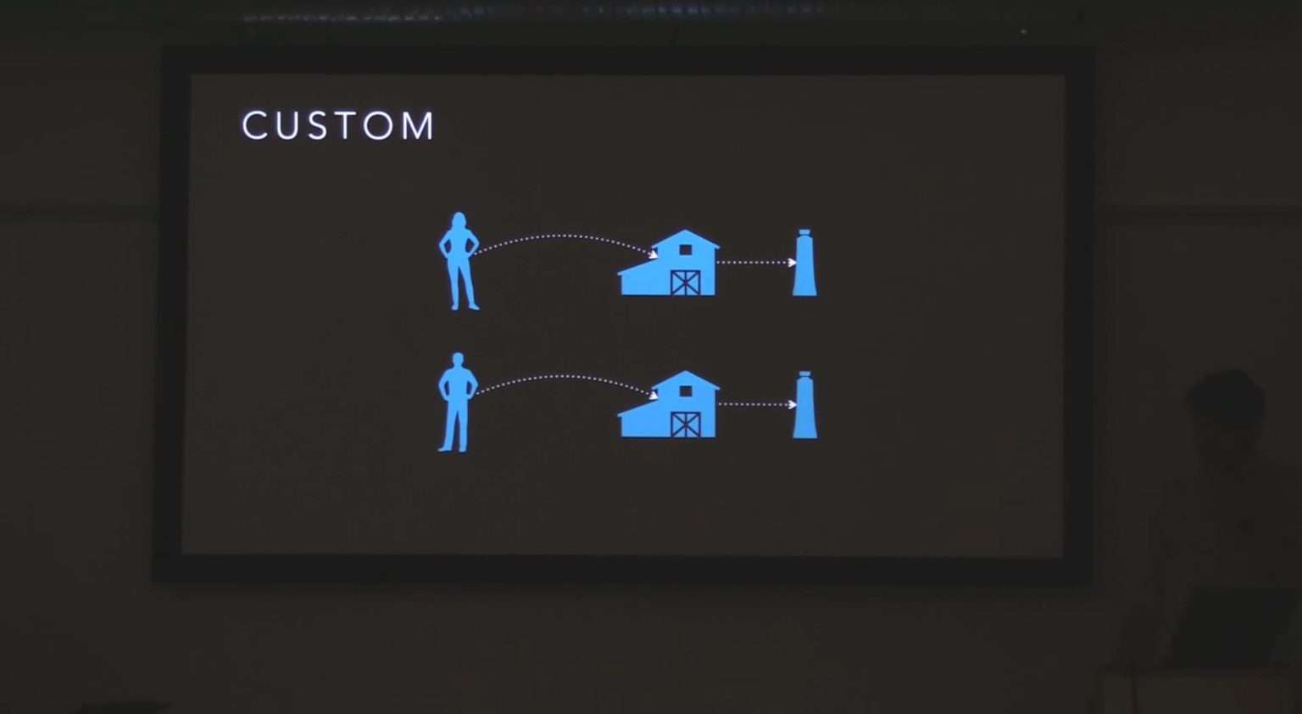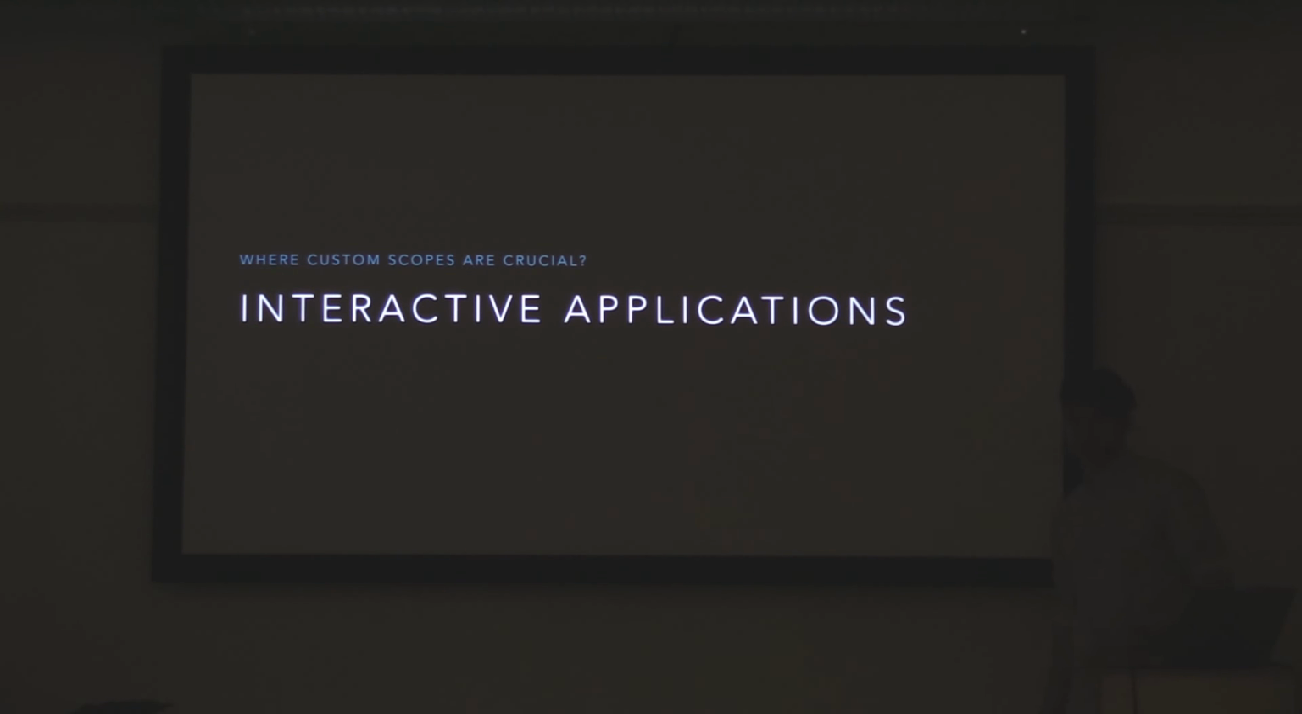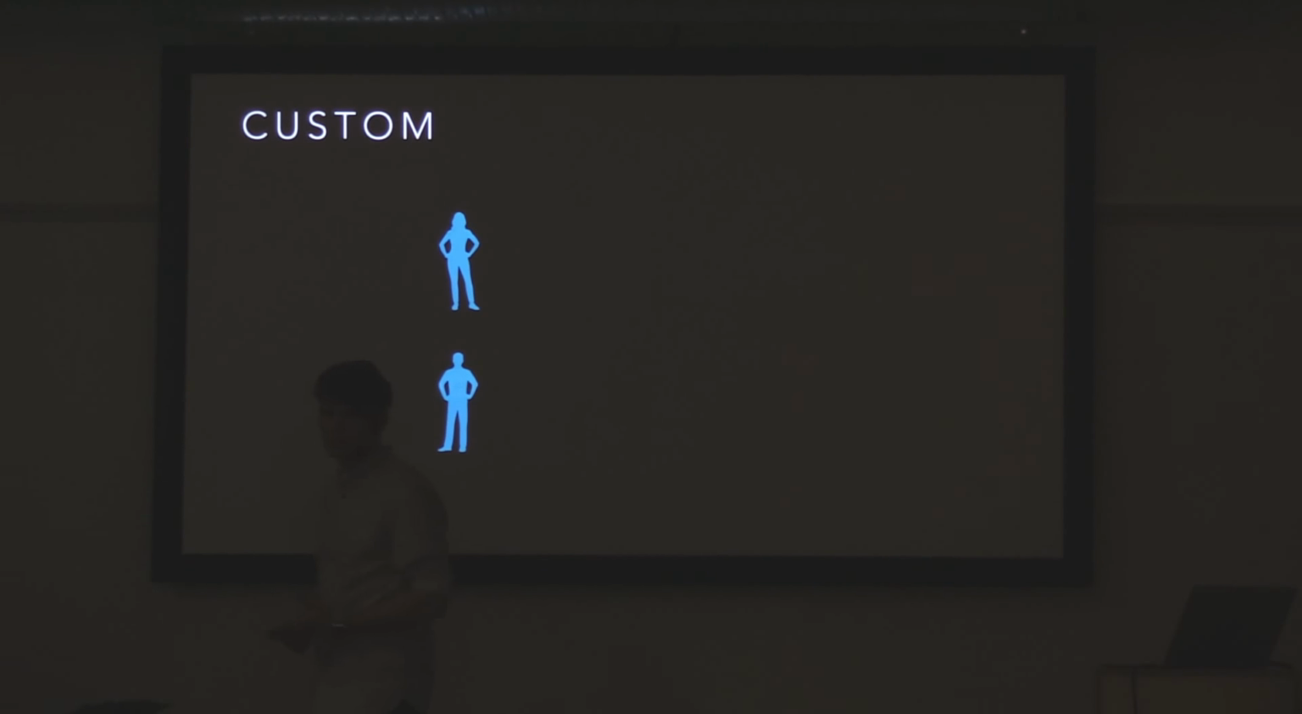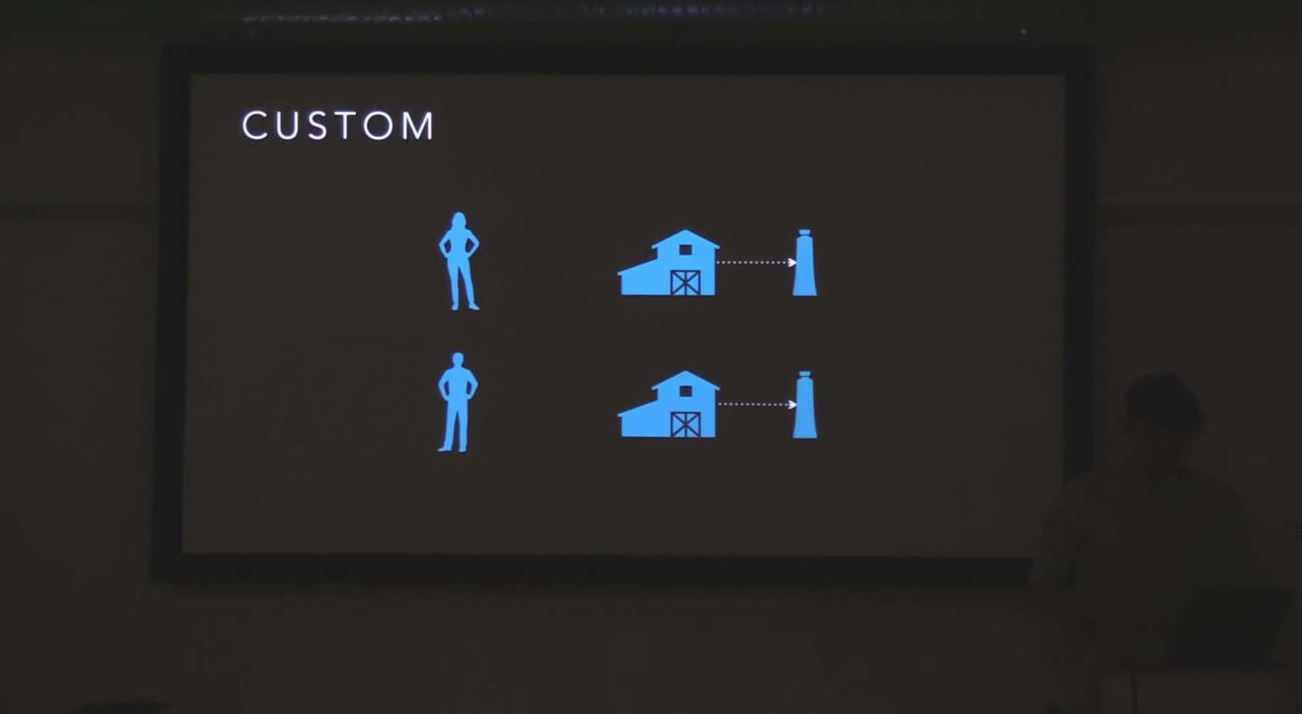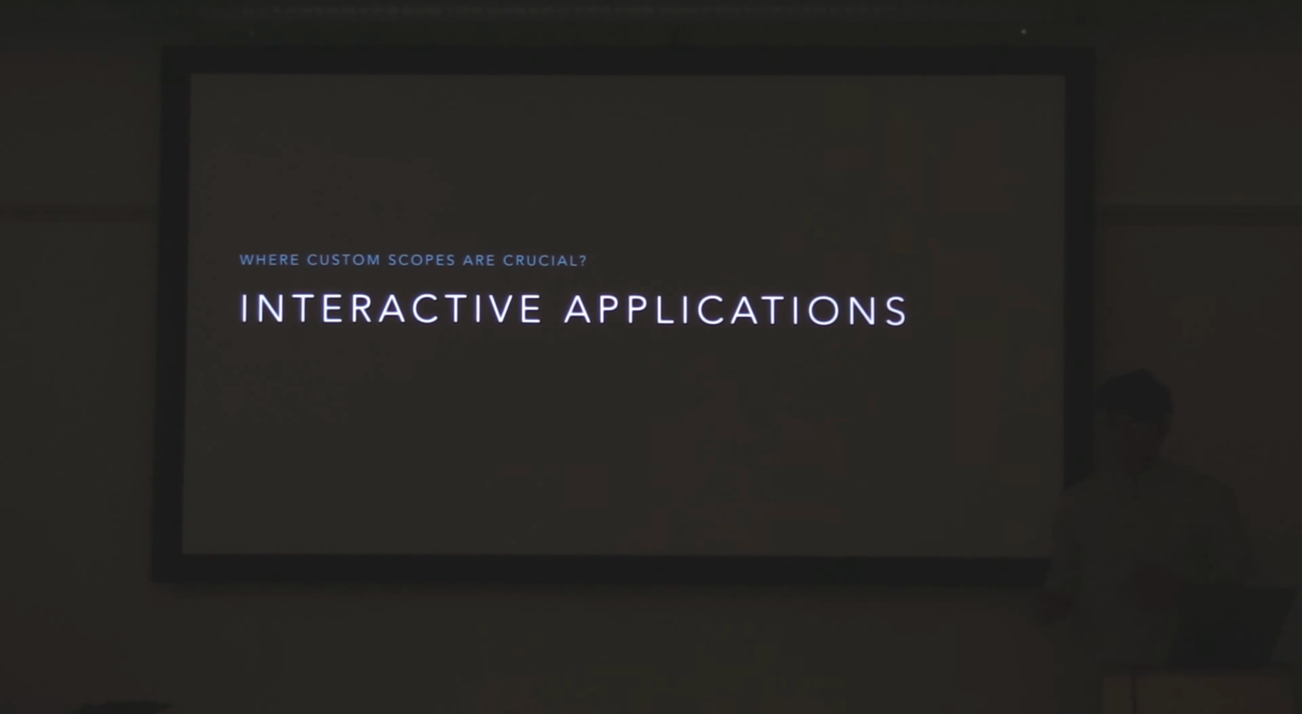So where is this idea of custom scopes important? Interactive applications. Interactive applications are front-end applications, mobile applications, desktop apps, certain games. With them, it's really important to figure out your scope hierarchy. So I want to show you an example of our own, and which scopes we figured out are important for us.